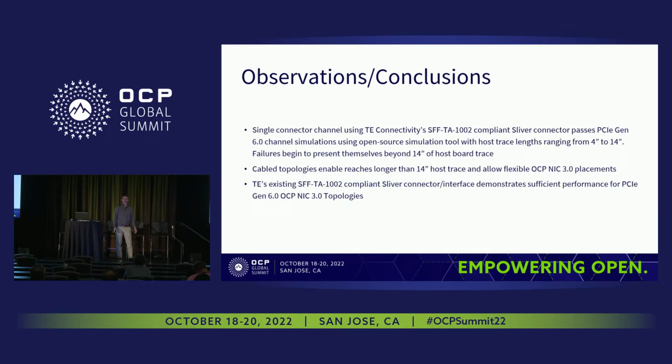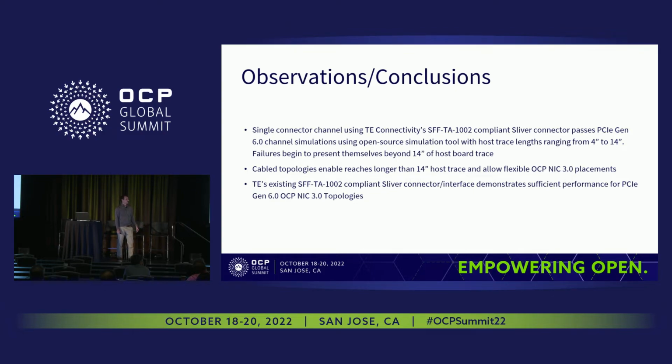So we look at what were our conclusions and takeaways from here. We feel that the single connector topology using TE's SFF-TA-1002 compliant sliver is sufficient for many PCIe Gen 6 channels, and it passed a wide majority of our channel simulations from between 4 and 14 inches of host trace. And then beyond 14 inches of host trace, one would maybe need to implement a cable topology.